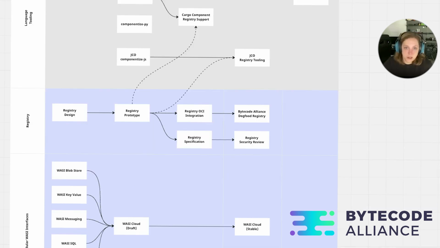So I mentioned it a few times, our registry. We've been iterating on the design, the prototype, OCI integration, and the specification for our registry. That's all been happening over the past several months. And very soon, what we're expecting to have is a Bytecode Alliance dog food registry available this year, and then also run through a security review of a lot of the things that we've designed.